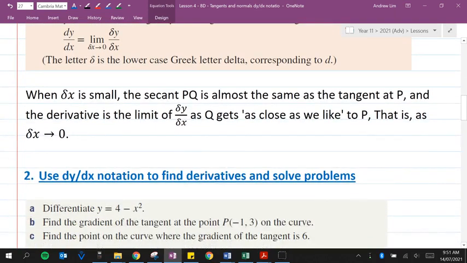When delta x is small, the secant PQ is almost the same as the tangent at P, and the derivative is the limit of delta y over delta x as Q gets as close as we like to P, that is, as delta x approaches 0. Now you should have already done this when we were looking at differentiating by using first principles. So you should be able to understand the purpose and understand how limits work.